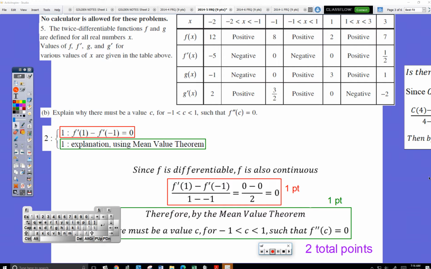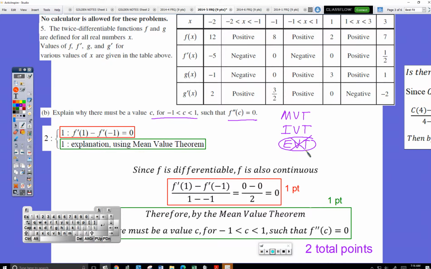It says, explain why there must be a value C such that f double prime is 0. These types of statements are typically always referring to either the mean value theorem, the intermediate value theorem, or the extreme value theorem. This one is the least common, so I'm not going to think about that yet.